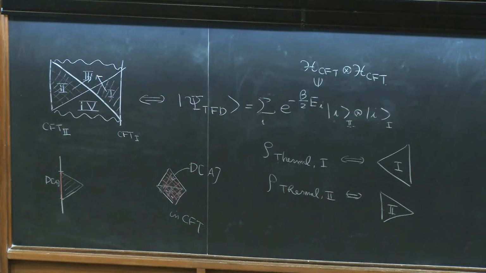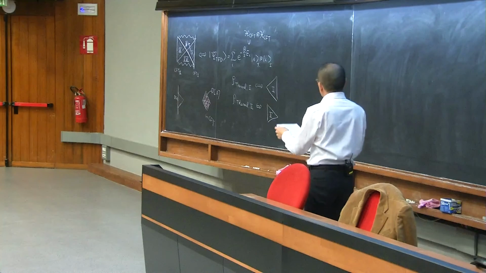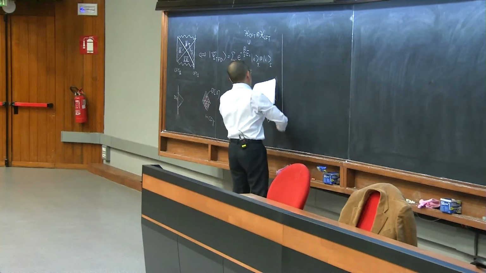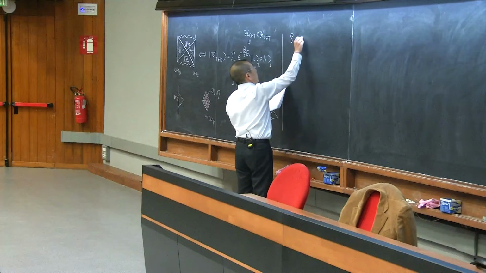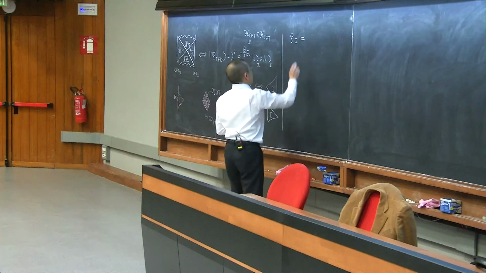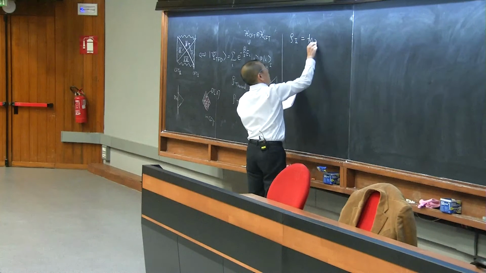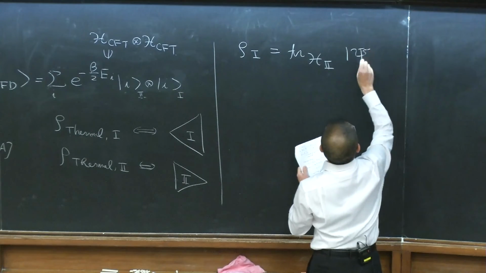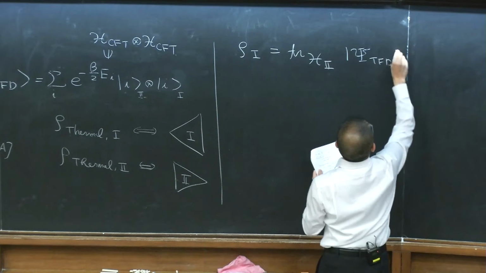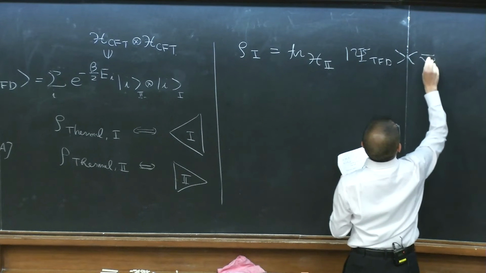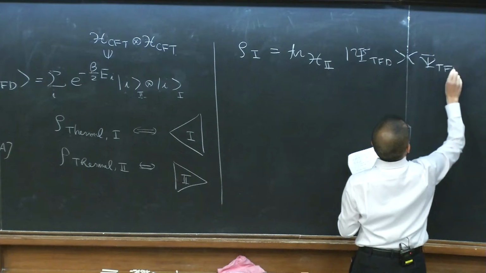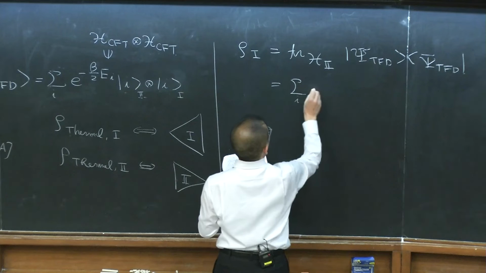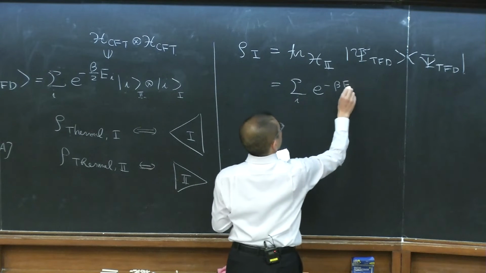Okay? So now, in fact, let's discuss the nature of entanglement. So let's compute the entanglement entropy, starting with the partial trace over the Hilbert space of the second conformal field theory. So thermofield double, tensor thermofield double. Okay, so then of course by definition you get back to this.